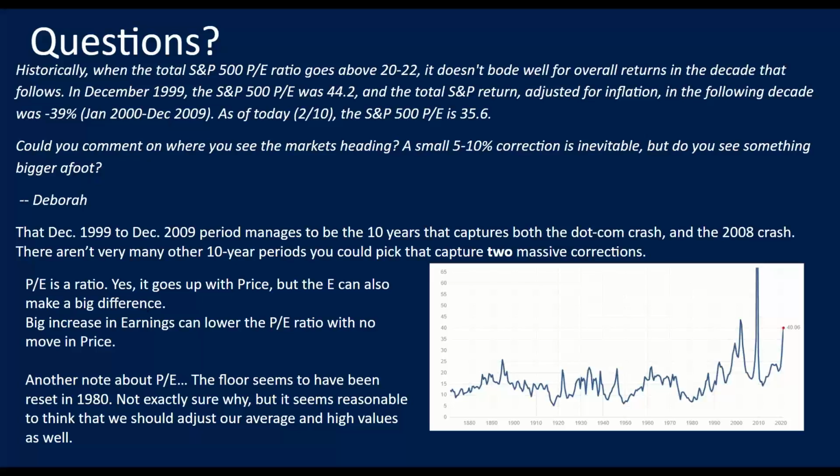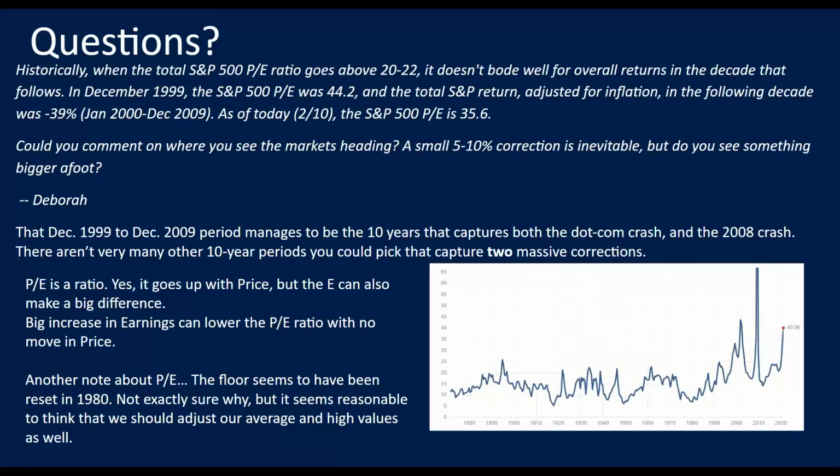First of all, that December 1999 to December 2009 period manages to be the 10 years that captures both the dot-com crash and the 2008 crash. There are really very few other 10-year periods in history when you have two major corrections like that. And those were really beyond correction, right? Those were full-on crashes. There aren't really very many 10-year periods in history when you have something like that.